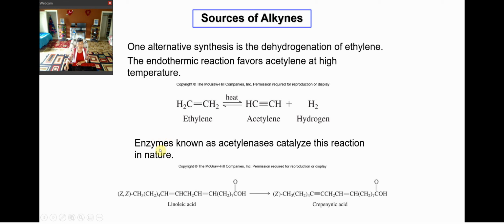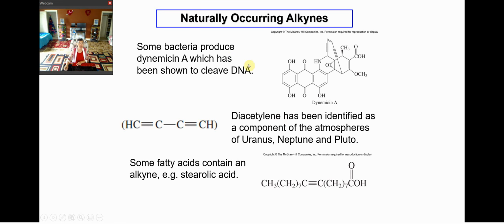Sometimes if you have enzymes, you can use the enzyme to catalyze some chemical reactions, such as the reaction called acetylenases. This reaction converts a double bond to a triple bond. So this reaction is a highly selective reaction. Naturally occurring alkynes can be, as examples, the first one called dynemicin.